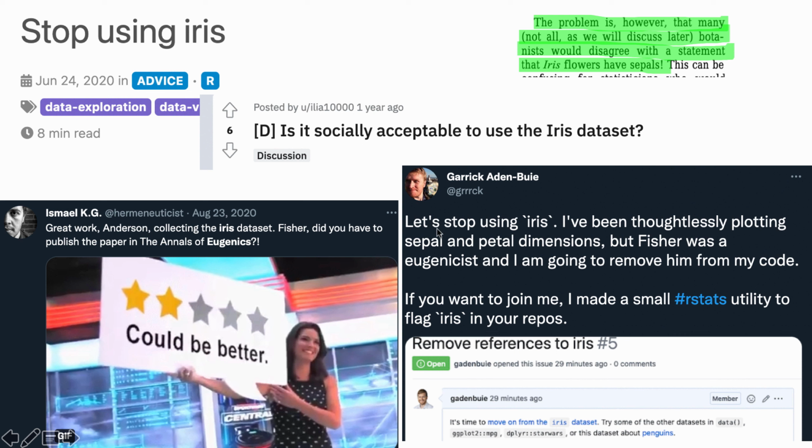And actually, when I was looking into research about this topic for this video, I even found a publication that was talking about some problems with the iris dataset, and I thought I was going to mention this association with eugenics, but I actually found a paper that said there's another problem with the dataset, which is the measurements, and it said that certain botanists actually disagreed that iris flowers have sepals. I think that's how you pronounce that word, sepals.